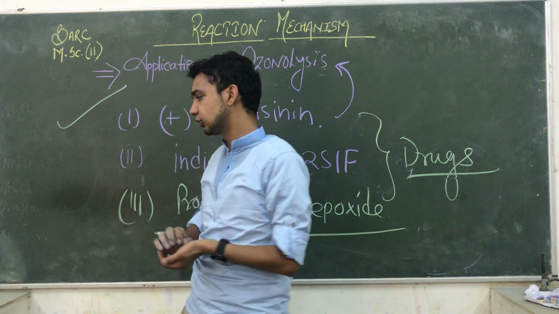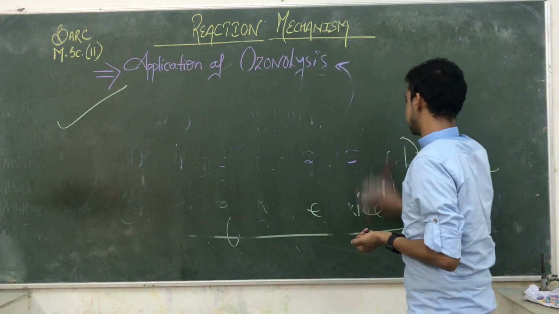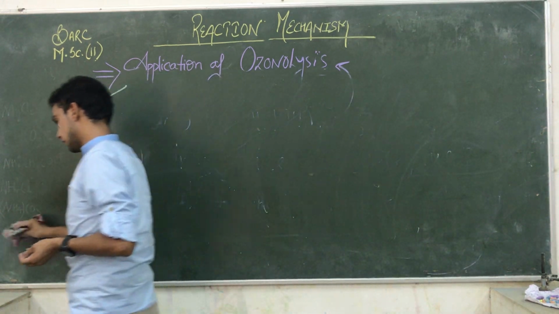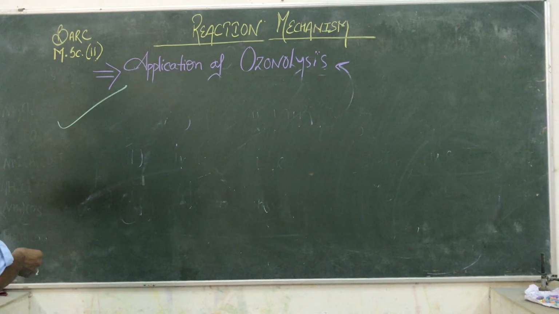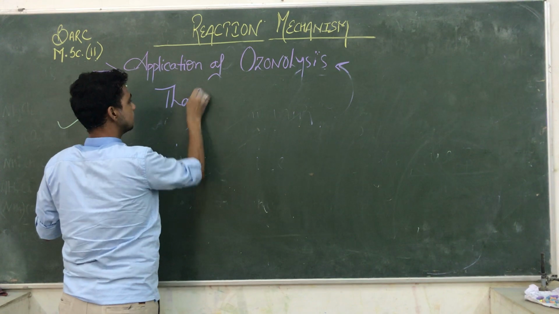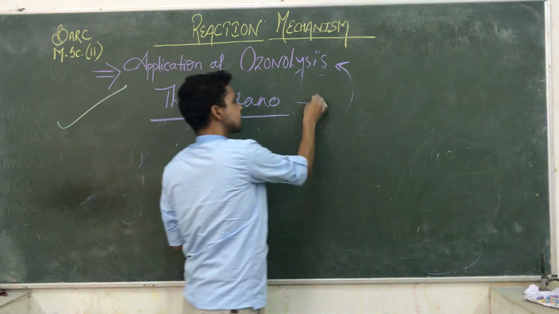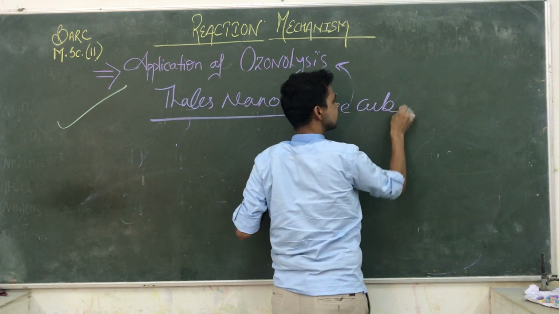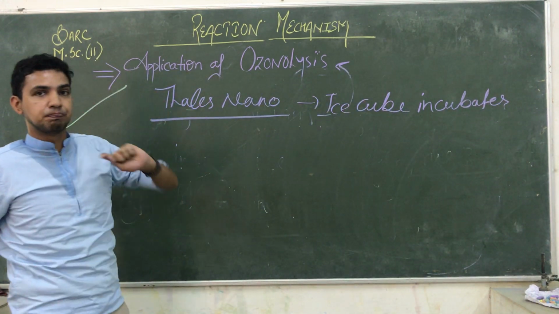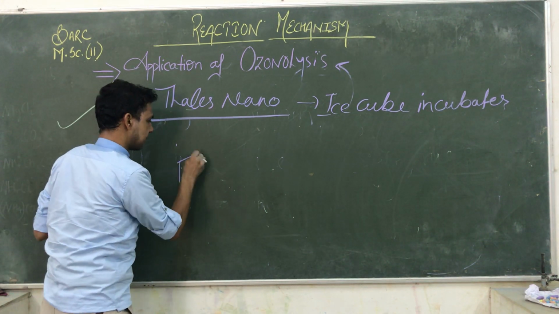I am giving you one reaction that takes place inside the ice cube incubator. The ice cube incubator is a very important incubator, generally made by a scientist whose name is Thales Nano. This is made by Thales Nano. Thales Nano made the ice cube incubator. With ozonolysis, we are able to synthesize big drugs inside this ice cube incubator under controlled conditions. Just giving you examples.